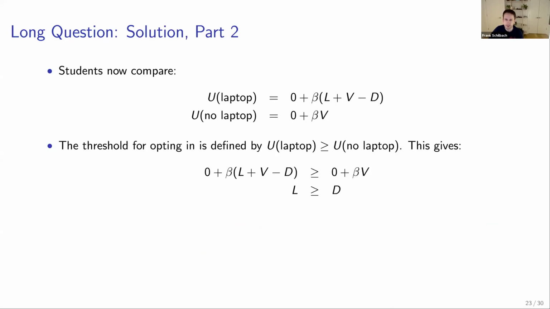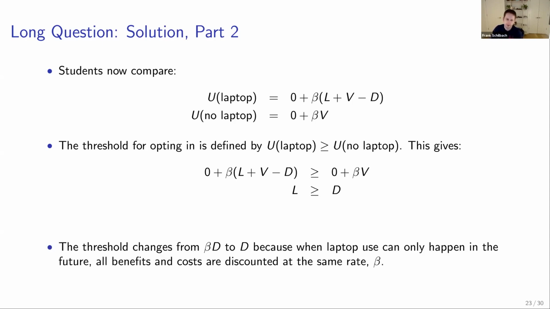Now we can do the same thing as before. The threshold for opting in is defined by the indifference condition. So you can just equalize the utility of using the laptop and not using the laptop. And what you now get is that if L is larger than or equal to D, then the person uses the laptop, and otherwise they do not.